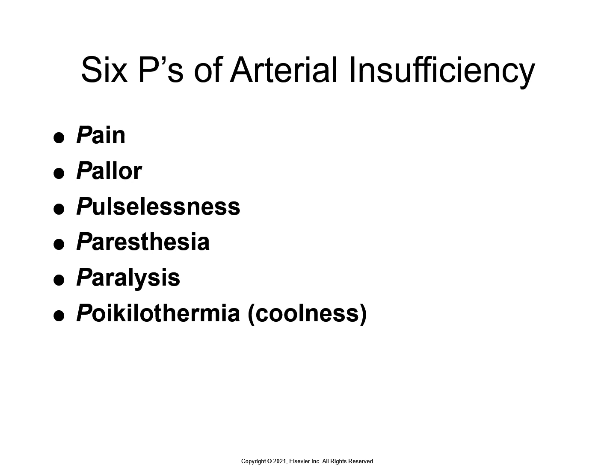These are the 6 P's of arterial insufficiency, and that would be pain, severe pain, cold pallor, skin's going to be very, very pale. It'll be white. There will be no circulation. There will be no pulse. There will be no feeling. They'll have paresthesia. They will have paralysis of that area. They will also have this poikilothermia, which is coolness. It will be very cold.